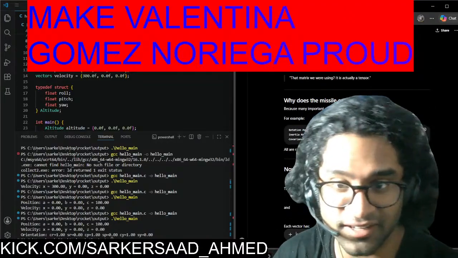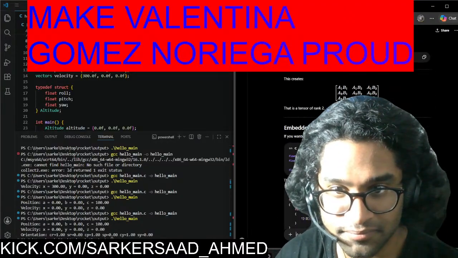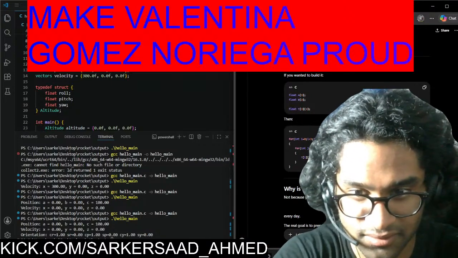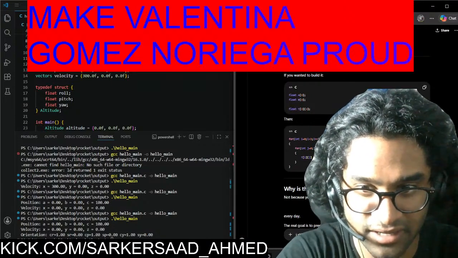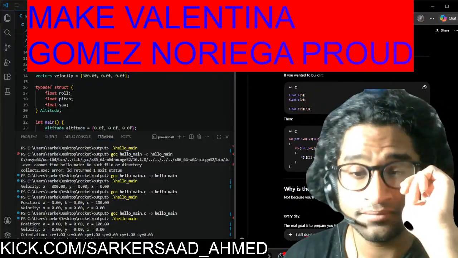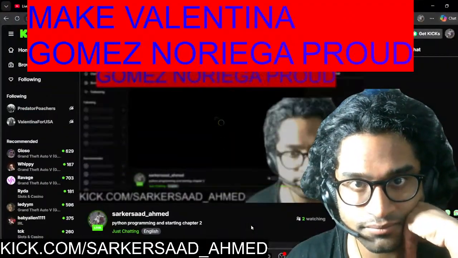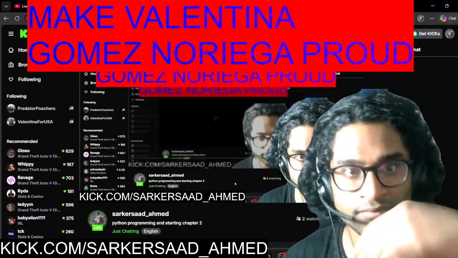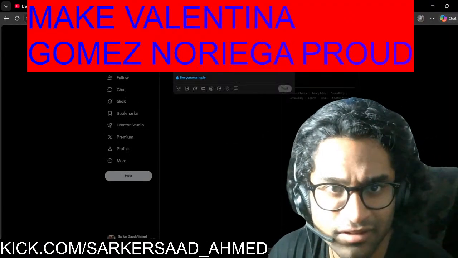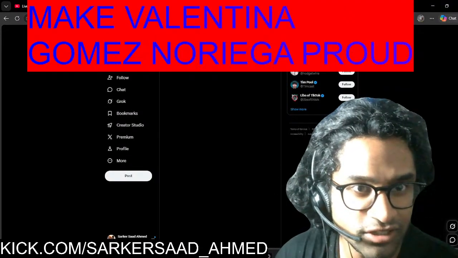I still don't understand rank tensor. What is it? You just go to X and check what's going on. Now I'm gonna run behind this. Holy shit.